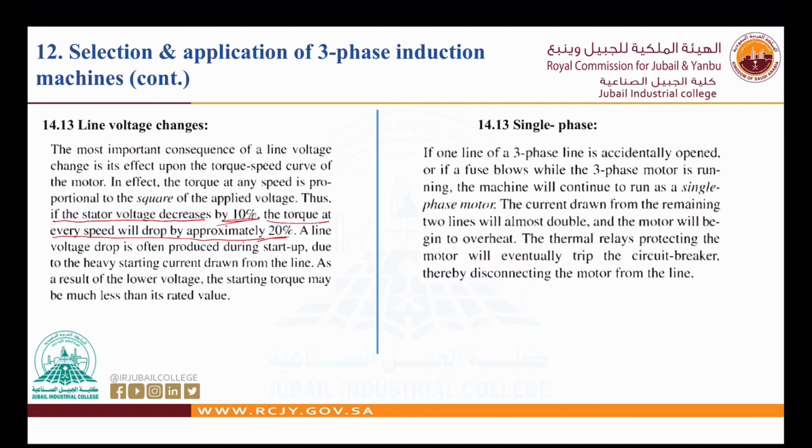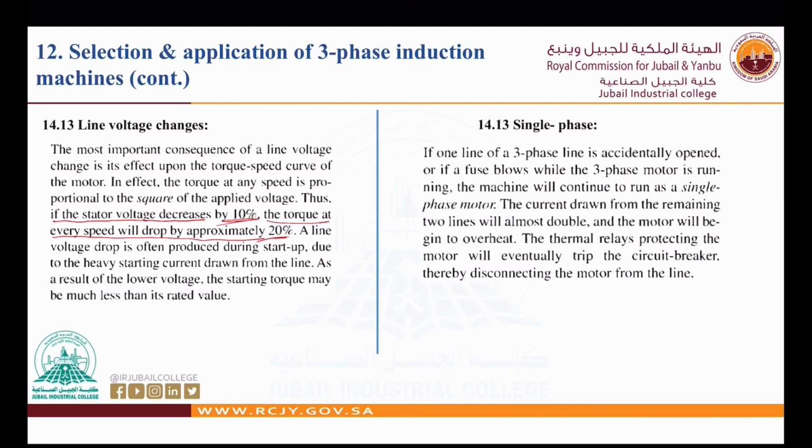A line voltage drop is often produced during startup due to the heavy starting current drawn from the line. As a result of lower voltage, the starting torque may be much less than its rated value.